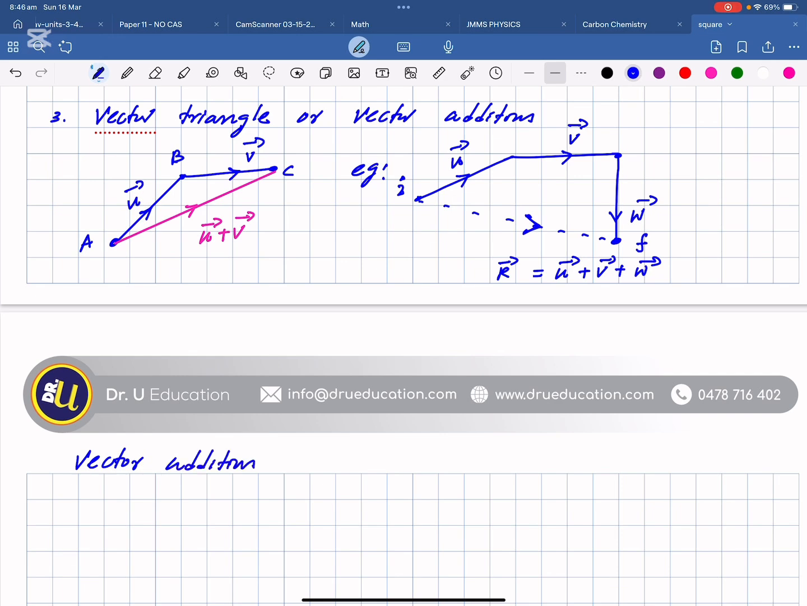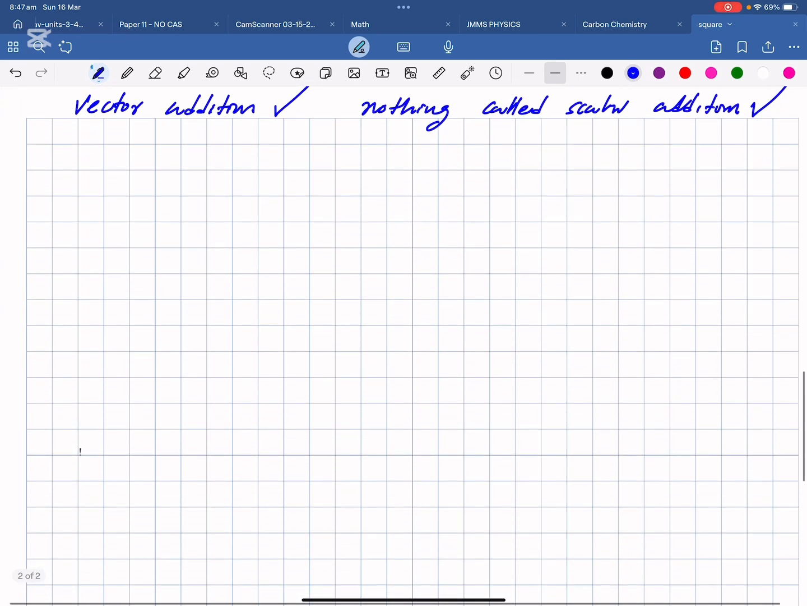So what I'm saying finally, there is a thing called vector addition. There is nothing called scalar addition. Now we'll discuss a couple of examples so that we can understand this better.